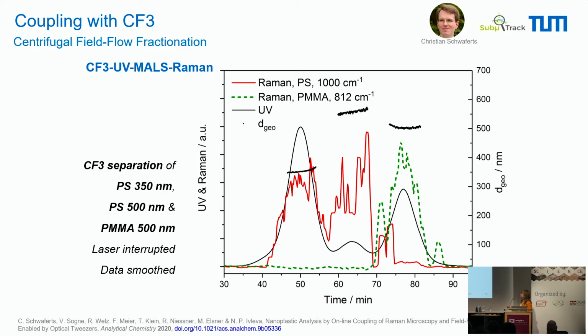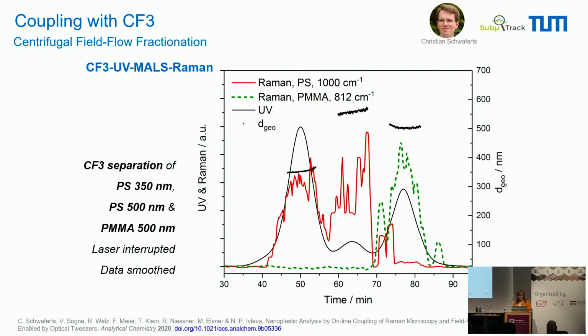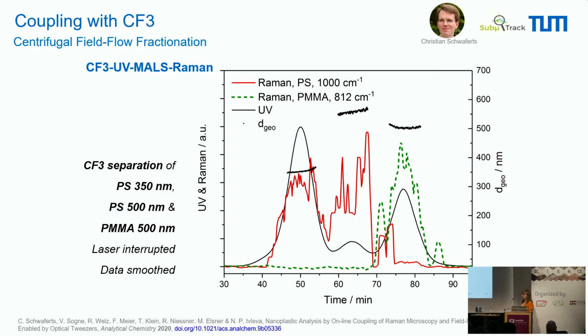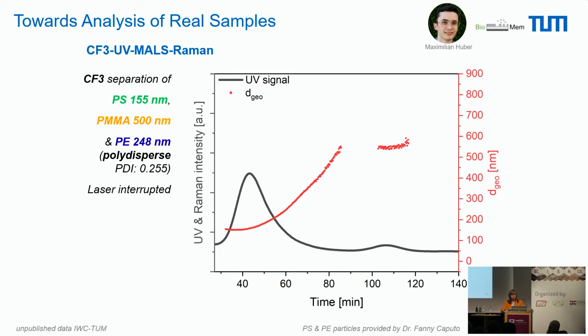They are even a little bit bigger compared to the PMMA particles, but since they are lighter, they come as a separate fraction, and the third, PMMA fraction appears. And you see that with the Raman signal, we can assign the first two fractions to polystyrene and the third fraction to PMMA. So you would say with standards, it's not so difficult to work. Of course, we want to go in the direction of real samples.